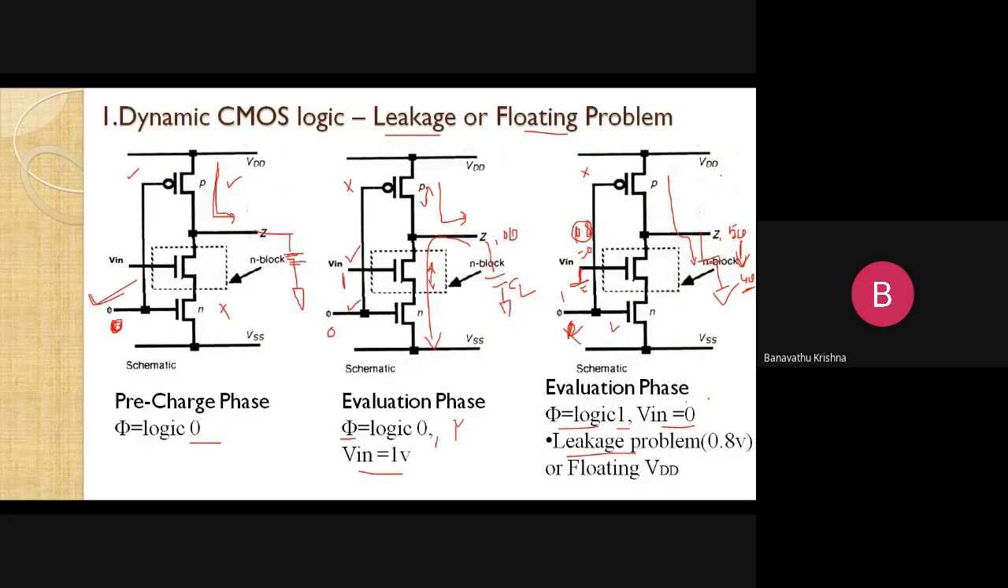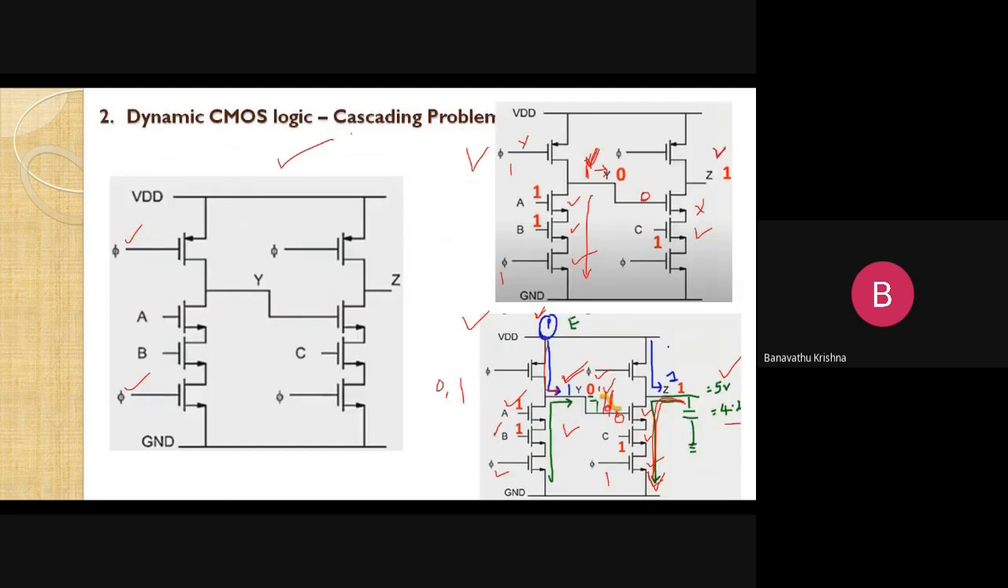One is the charge sharing problem, that is the leakage problem, the floating problem. The second one is, when two inverters are connected in cascade, is there any effect on the output response? Obviously, when we connect them in cascade, we observe that the output response is going to be affected, right?